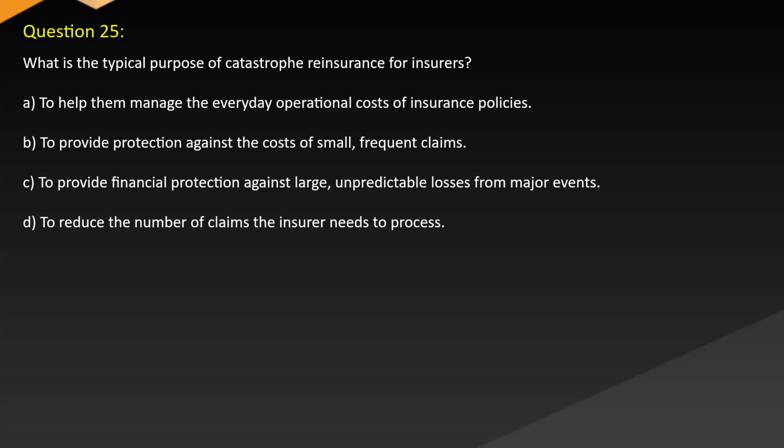Question 25. What is the typical purpose of catastrophe reinsurance for insurers? A. To help them manage the everyday operational costs of insurance policies. B. To provide protection against the costs of small, frequent claims. C. To provide financial protection against large, unpredictable losses from major events. D. To reduce the number of claims the insurer needs to process.